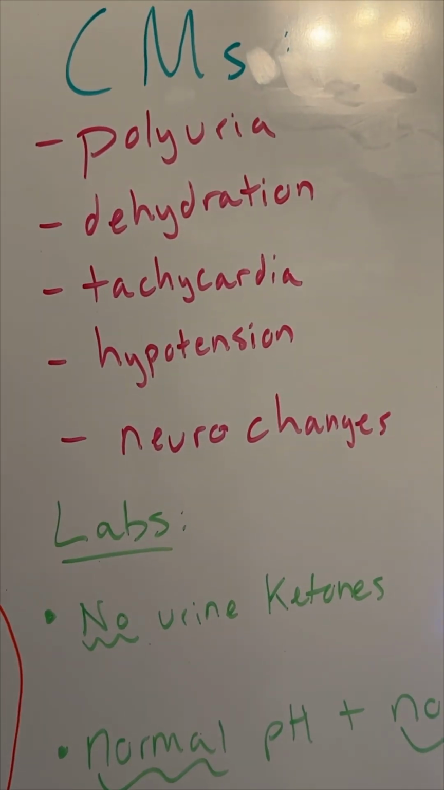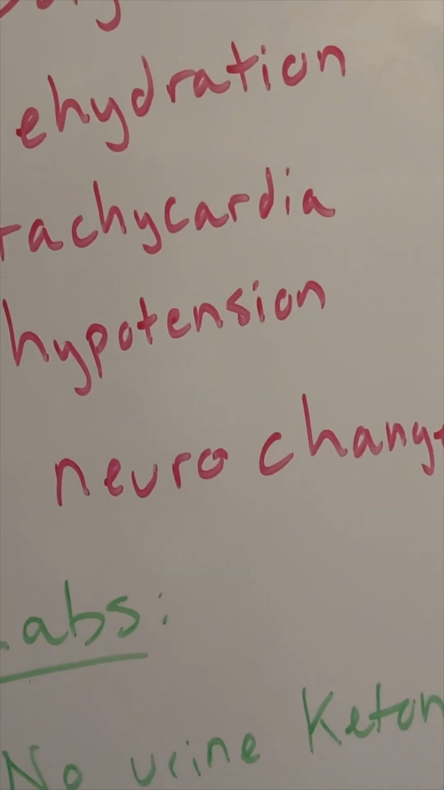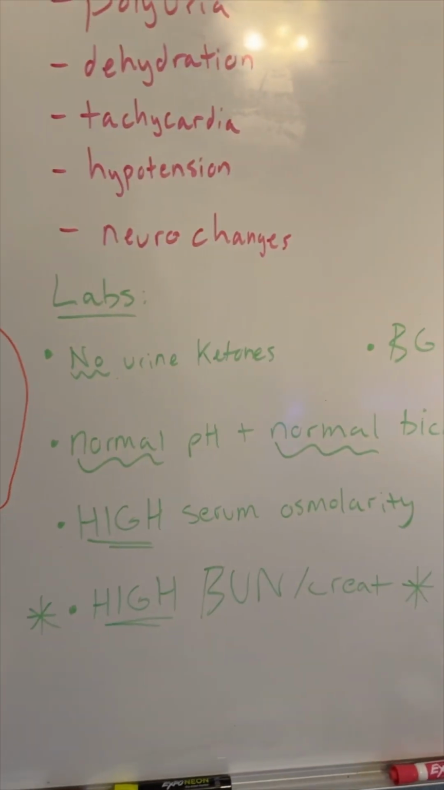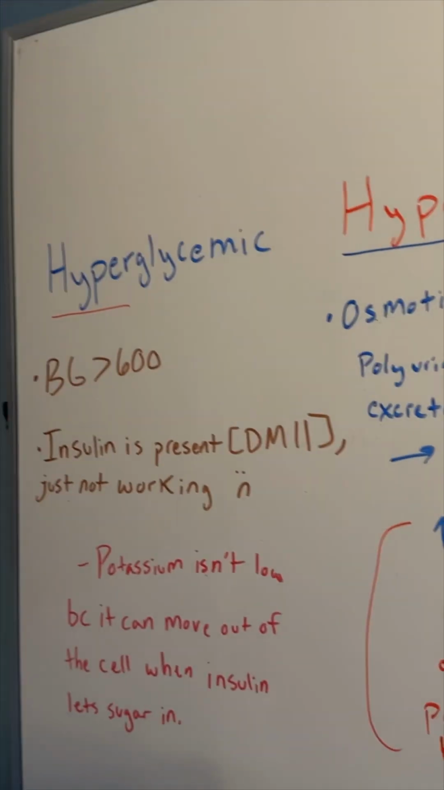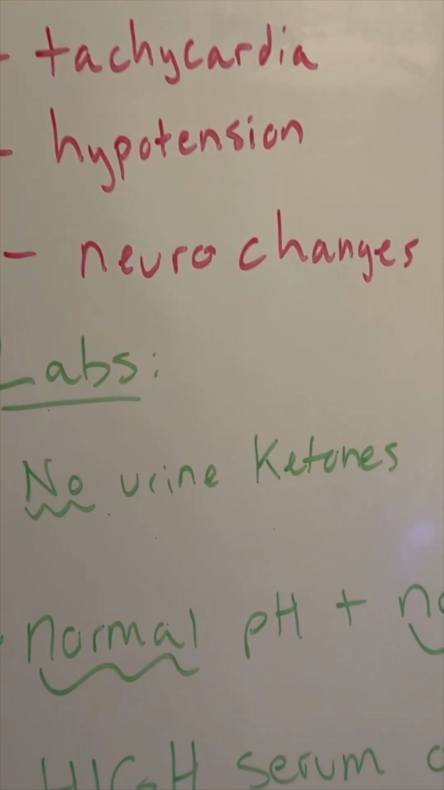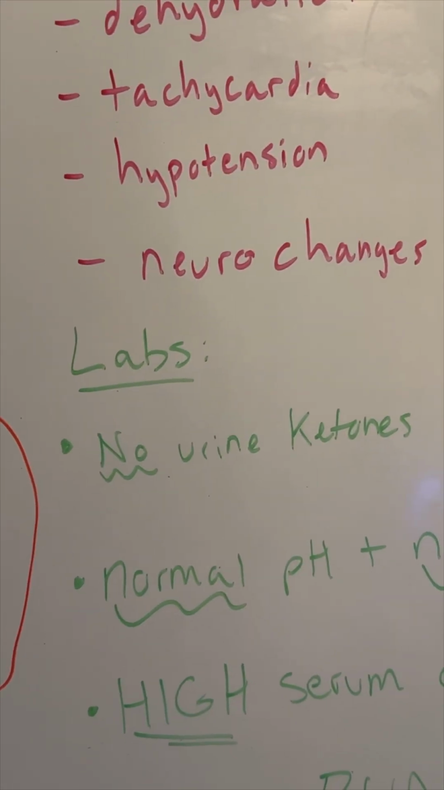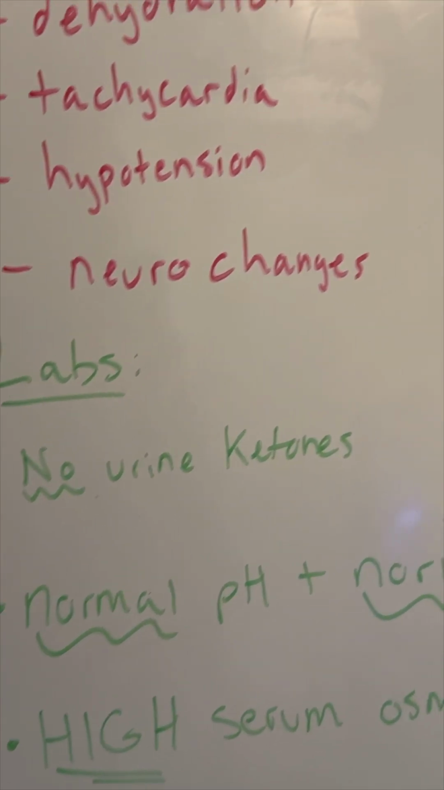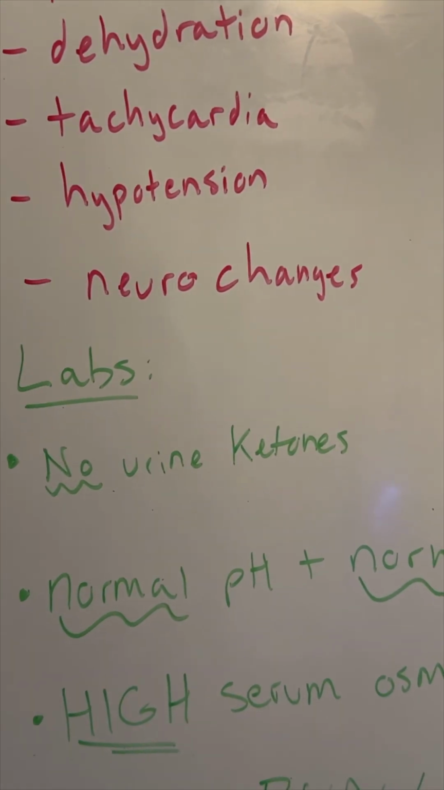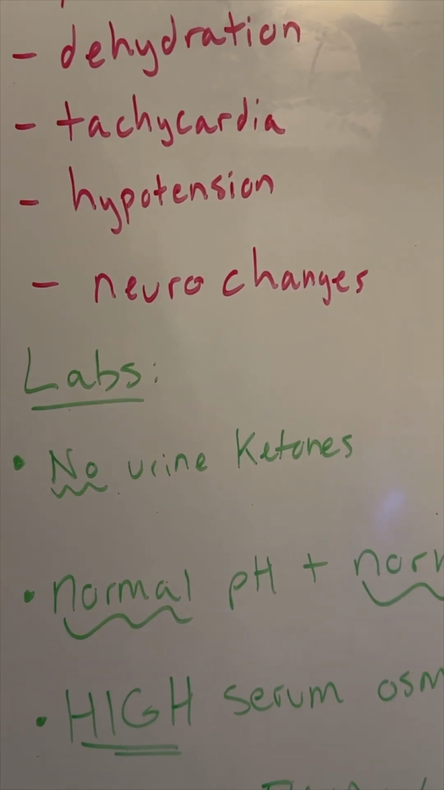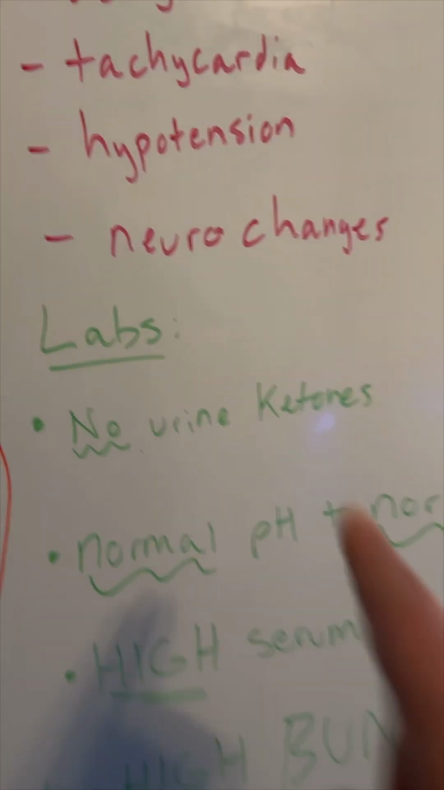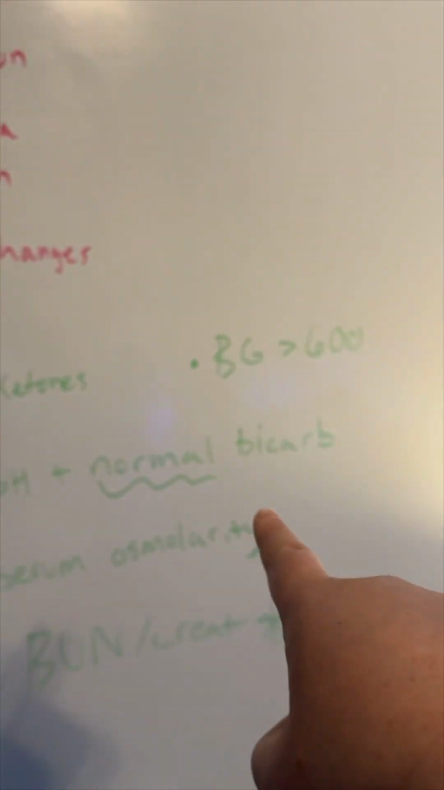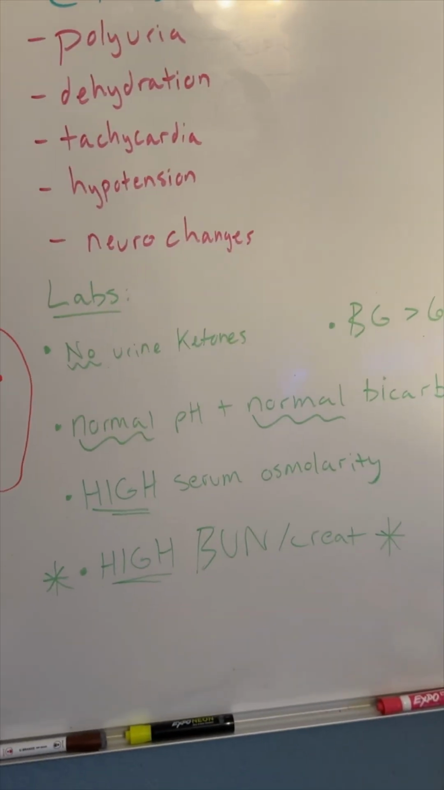So just remember both of them can mess with your brain, because guess what? Your brain needs sugar as well. I mentioned this already, but with HHS, we're not going to see urine ketones because there is still insulin present. It's just not working as well as it should be. But your body's not going to go into that acidosis because the insulin is still working a little bit. So the body's not going to have the liver break down fats because it's still trying to get that sugar in the cells. Because there are no ketones, there's also going to be a normal pH, normal bicarb, so we're not going to be in metabolic acidosis for this.